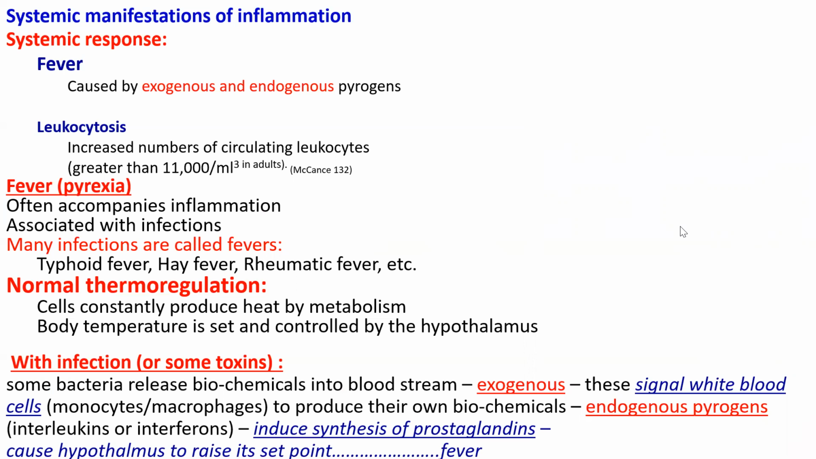The core body temperature will be elevated. So it acts directly on the hypothalamus. When the set point of the hypothalamus changes in response to these pyrogens, the patient will spike a fever. So leukocytosis, which is the increased white blood cell count, the number of circulating leukocytes, will go up higher than 11,000.